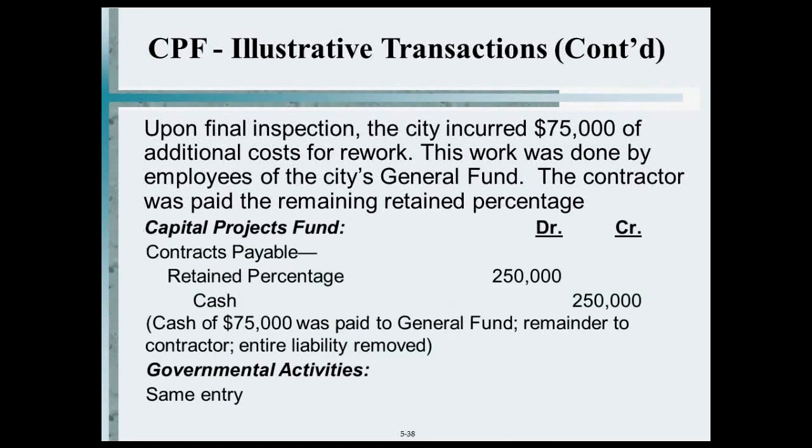So they did some inspection. The city incurred $75,000. This might seem a little confusing. I wish they hadn't done it this way, because if the city incurred $75,000, this seems like the money is going to him, but see, it was paid to the general fund, remainder to the contractor, entire liability. So what was really paid to the contractor? 250 minus 75,000. Okay, so just watch that one. Okay, that's what they do in practice.